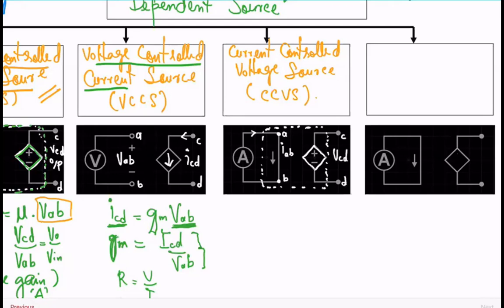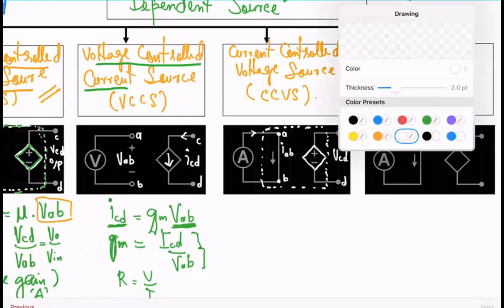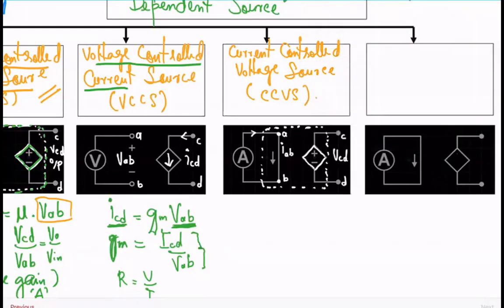So the equation that we will get from here will be your output potential, which is VCD, equals R times input current, which is IAB. Okay, what is R here? R is referred to as VCD over IAB, a simple equation from Ohm's law. This R is referred to as transresistance.